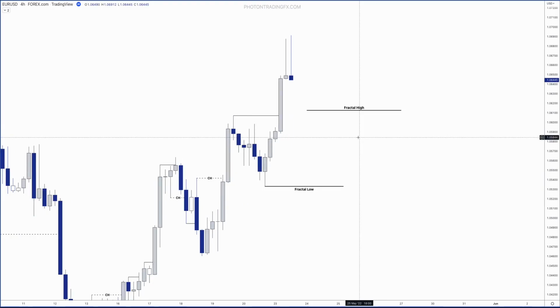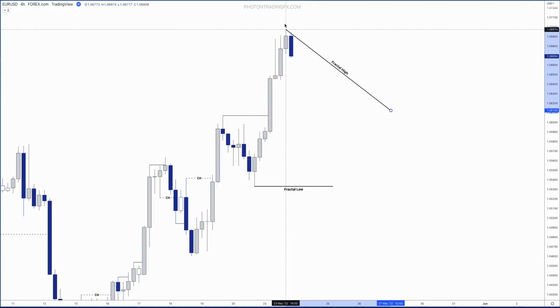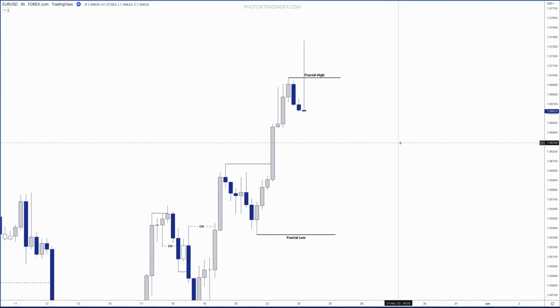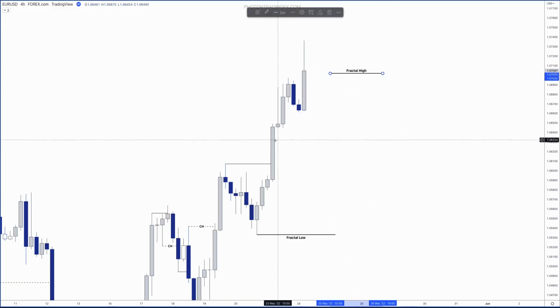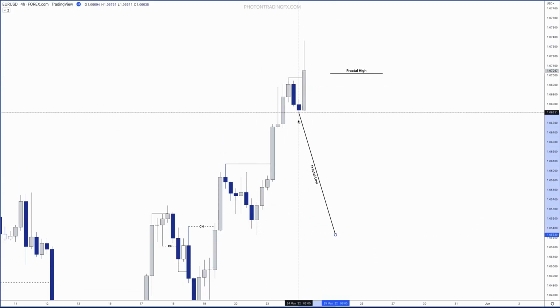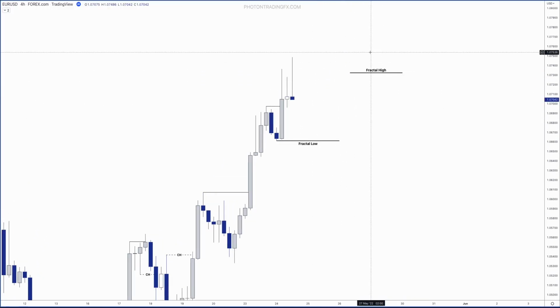Price continues to the upside, continues to the upside, continues to the upside, pulls back, so that's our fractal high. Okay, cool. Now we pull back and then we break the structure to the upside. So then we have a continuation. All right. And then this becomes our fractal low, as this was the last candle to fail to break the previous candle's high. Cool.